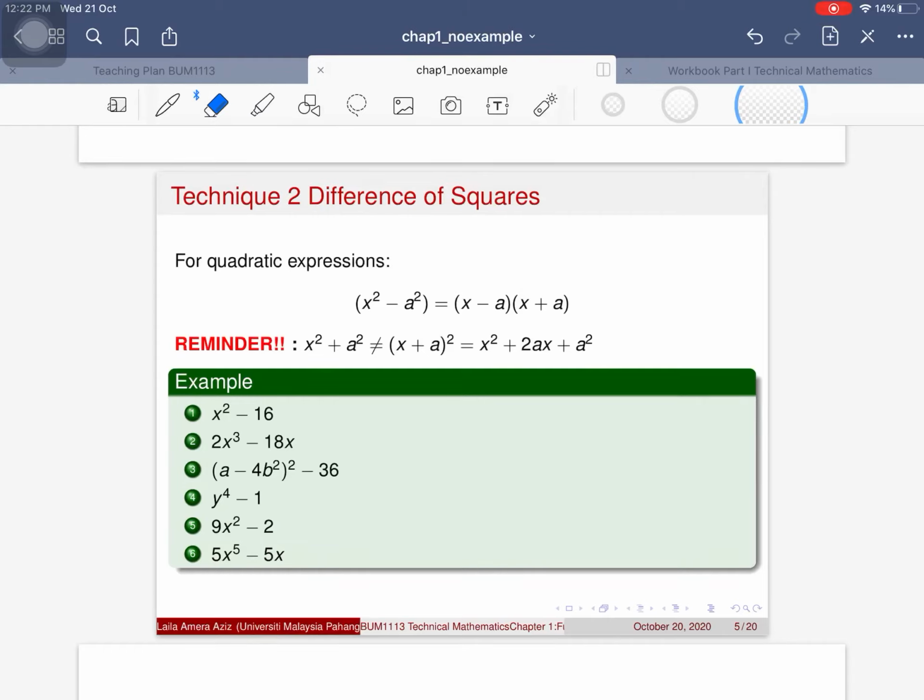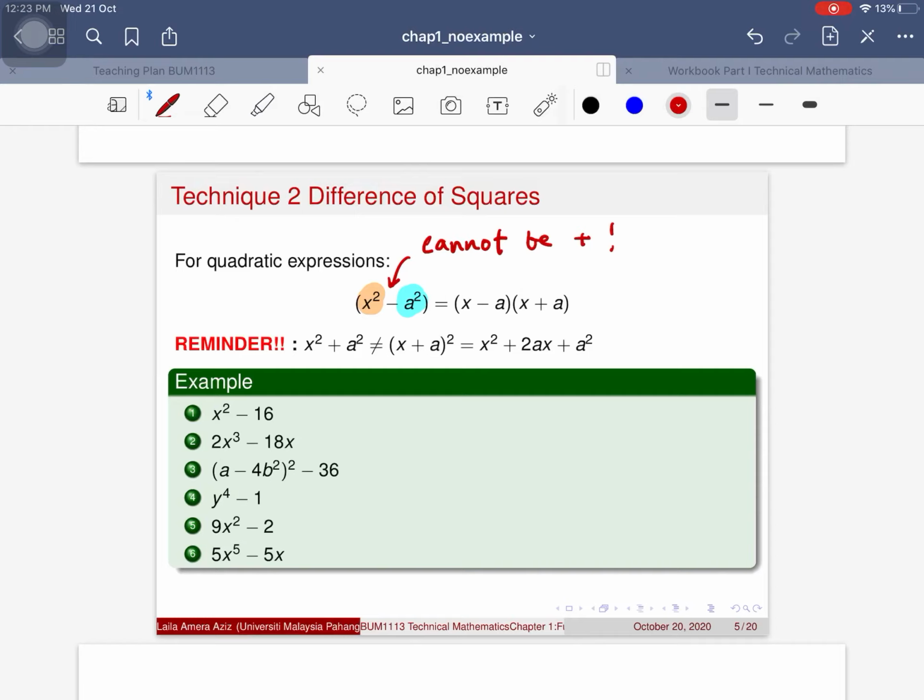So the second technique for factoring is called difference of squares. If you have quadratic expressions, you can have two expressions, not two functions, and each of them can be written as a square. The other condition is that in the middle it has to be a minus. In between those two squares, it is going to be a minus. It cannot be a plus, so you can use this technique. The outcome is going to be x minus a multiplied by x plus a.